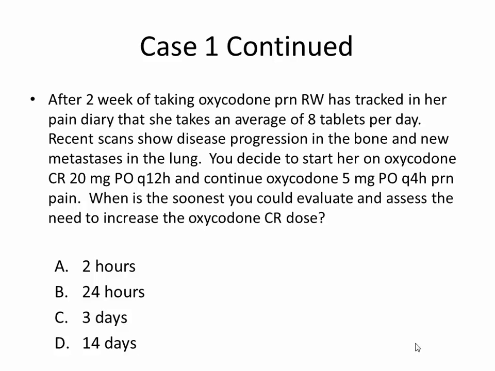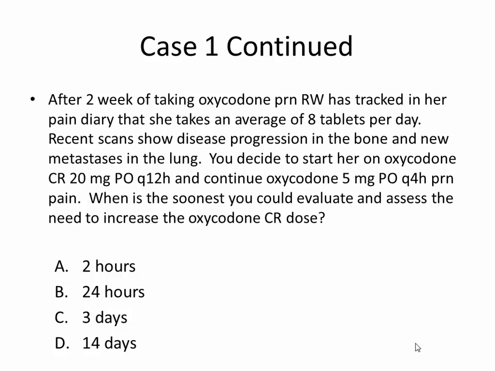After 2 weeks of taking oxycodone PRN, RW has tracked in her pain diary that she takes an average of 8 tablets per day. Recent scans show disease progression in the bone and new metastases in the lung. You decide to start her on oxycodone sustained release, and you do the math, and you come up with 20 milligrams PO Q12. And you continue her oxycodone 5 milligrams PO Q4 PRN pain for her breakthrough pain. When is the soonest you could evaluate and assess the need to increase the oxycodone CR dose?